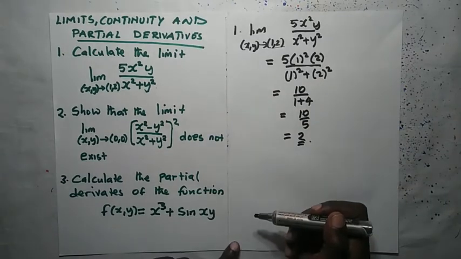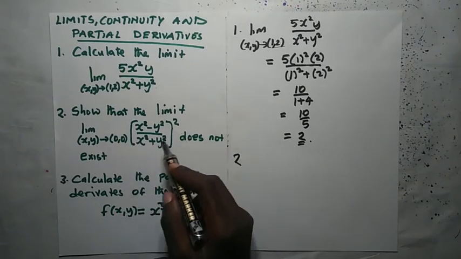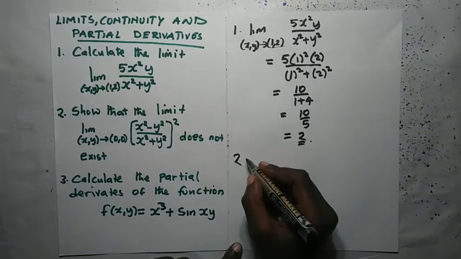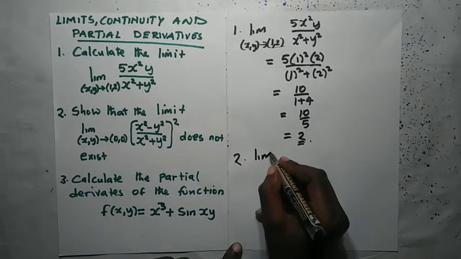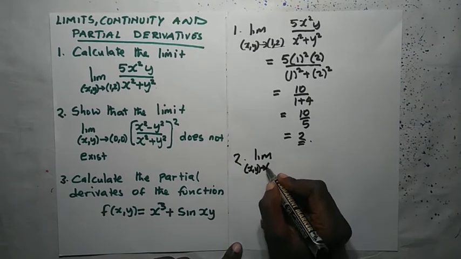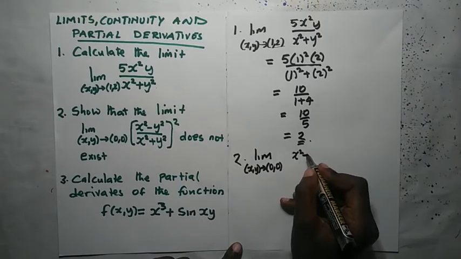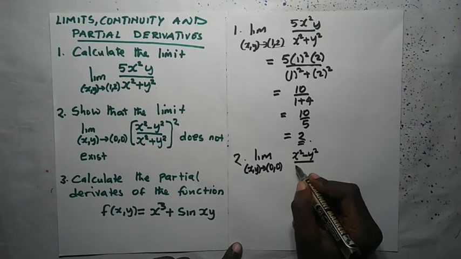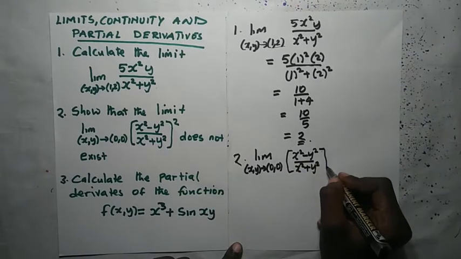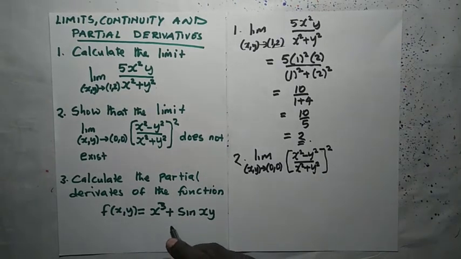Then number 2 says, show that the limit of this function does not exist. It's the limit as (x, y) approaches (0, 0) of x squared minus y squared over x squared plus y squared, the whole component squared. So we are going to show that this limit does not exist.